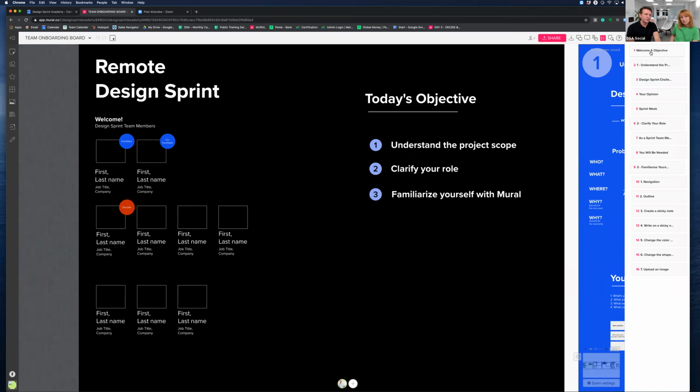And today I'm doing an onboarding session with you in which we're going to just talk about the project next week and what we're going to do, what's your role. And just to make sure, we're going to see how familiar you are with the tool. In this case, we have Mural, but it could be Miro, Concept Board, that's a new one. Anyway, there are a few of them.